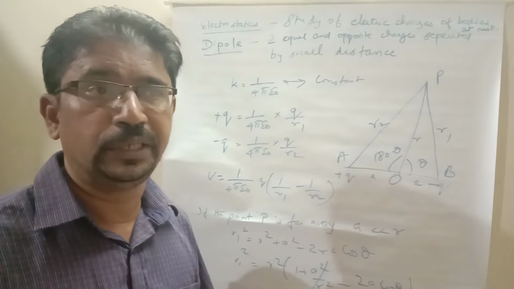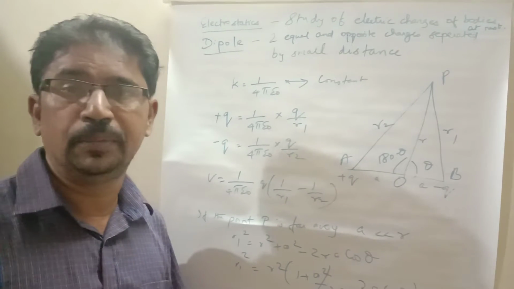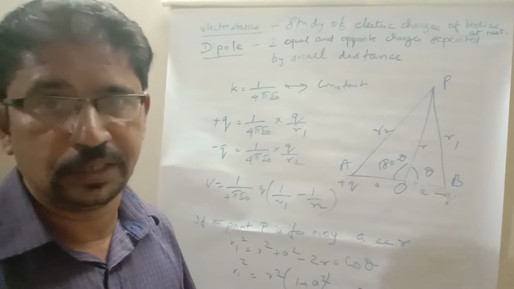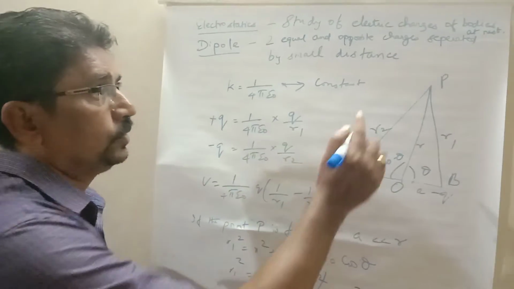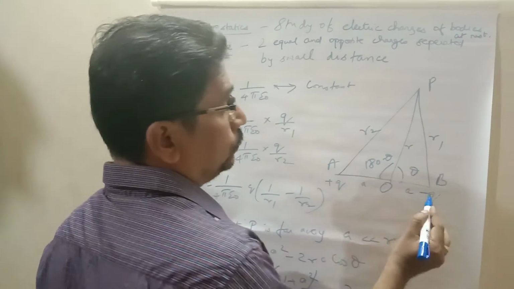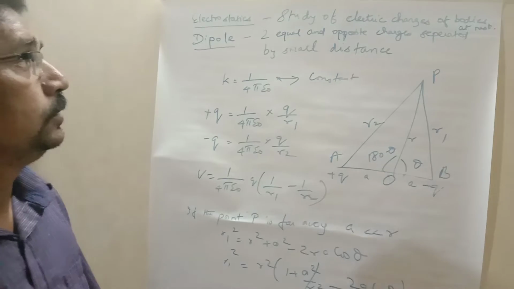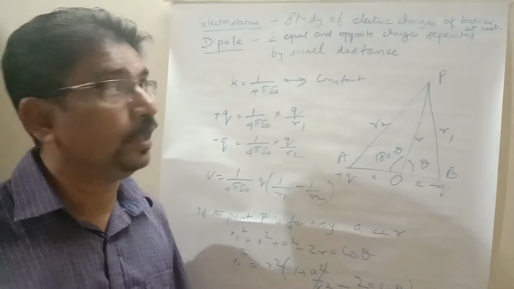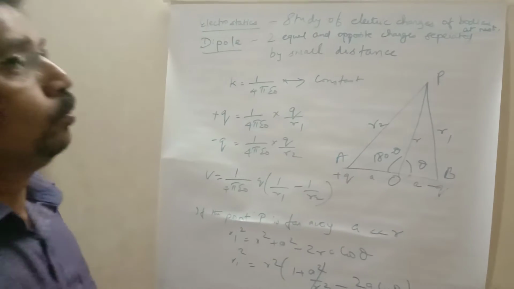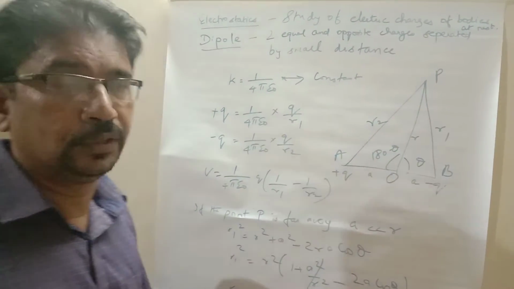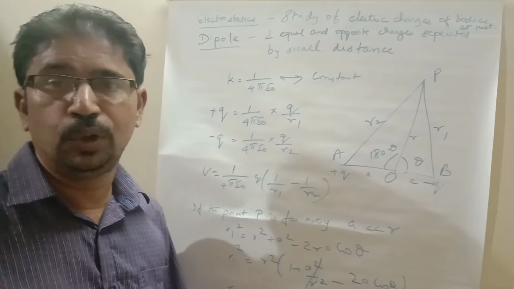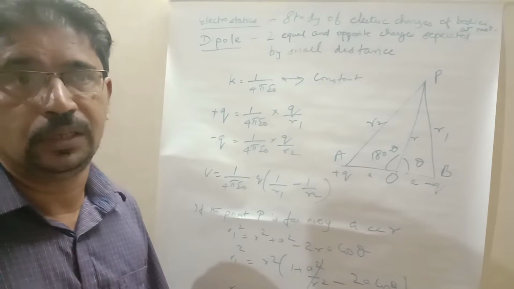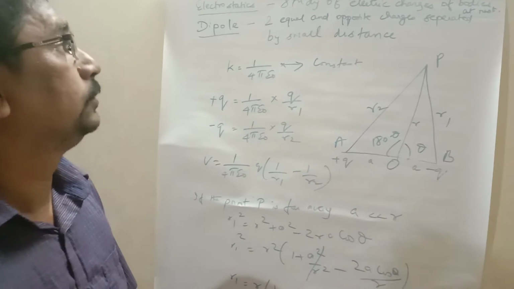So what is meant by charge? Charge can be a positive charge or a negative charge. So plus Q is a positive charge and minus Q is a negative charge. So what does electrostatics actually mean? It is a study of electric charges or bodies at rest. So, it is about charges of stationary bodies.